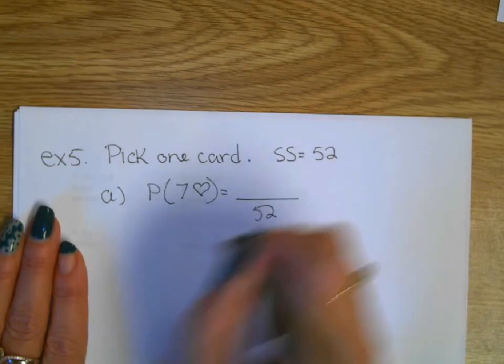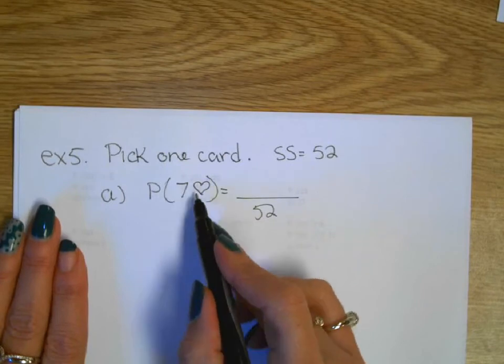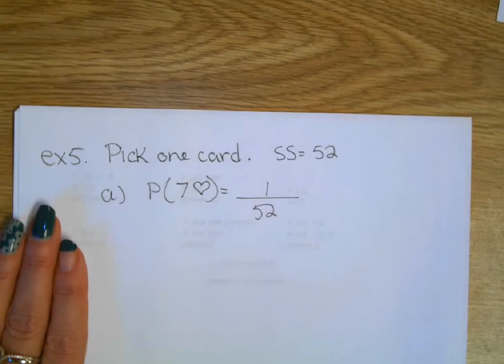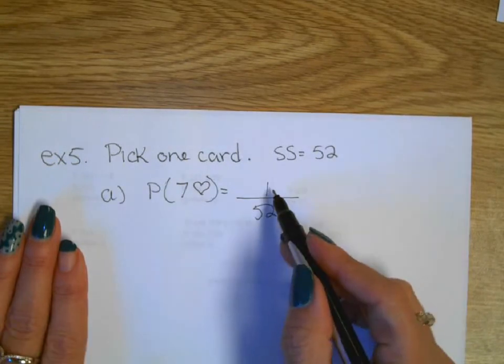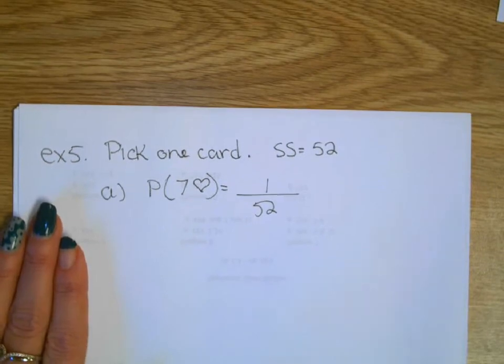Well, right away I know out of 52. Now I got to ask myself, how many cards in the deck are the 7 of hearts? Well, there's only one of each card. So I can leave it as a fraction. I think the book might do decimals. It doesn't matter to me, but I'm going to leave it as a fraction because it's easier.